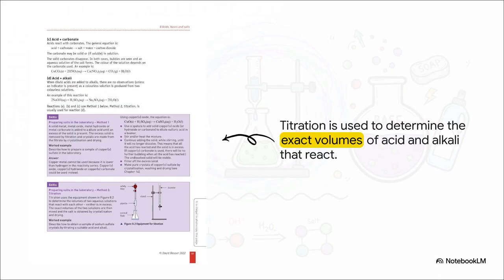And for those times when chemists need to be super precise, especially when they're using a soluble base, an alkali, they use a technique called titration. All this equipment lets them add the exact amount of acid they need to perfectly neutralize the alkali. No more, no less. That way, they know they're getting a really pure salt solution at the end.